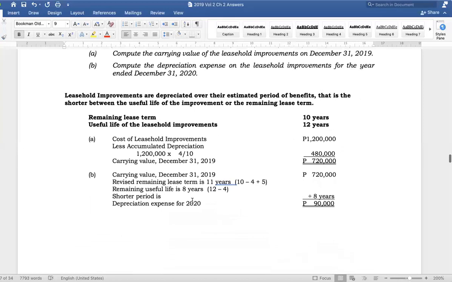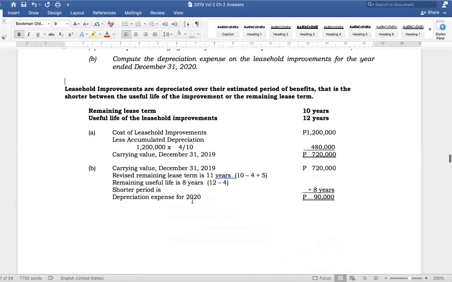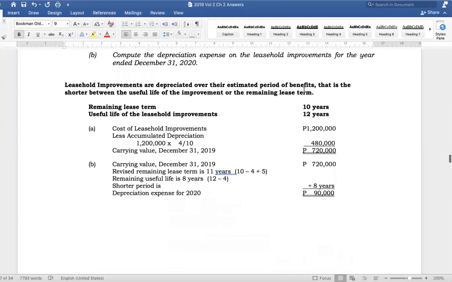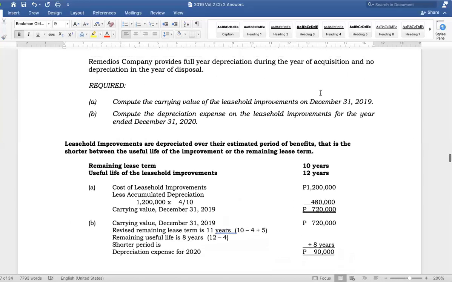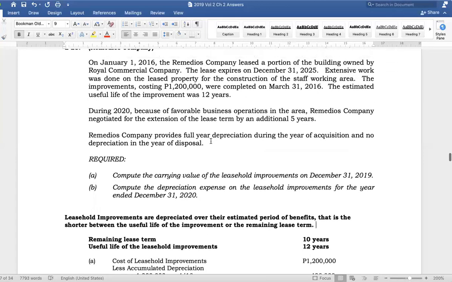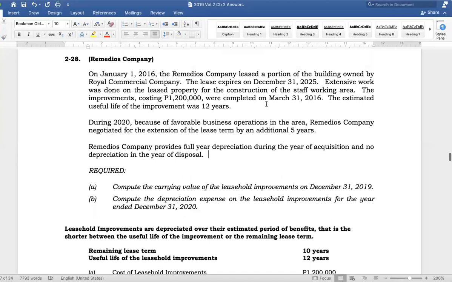Again, this is your principle. Leasehold improvements are depreciated over their estimated period of benefits, that is, the shorter between the useful life of the improvement or the remaining lease term when the improvement was completed. So we compute for the remaining lease term. Again, it is stated here that the depreciation policy of the company is that they provide full-year depreciation during the year of acquisition. So that means, therefore, we are to take 2016 as one full year.